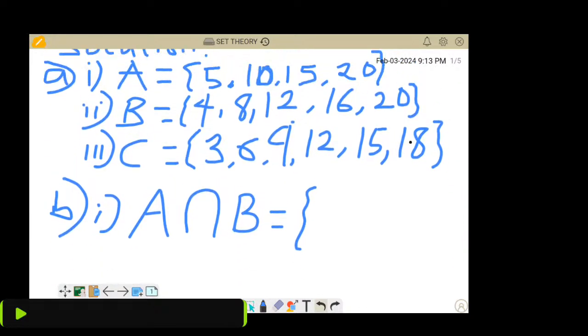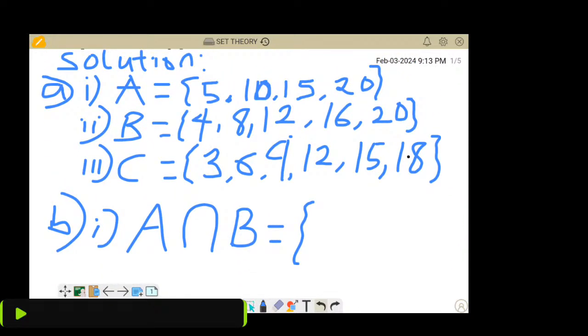So A intersection B, what is the meaning of intersection when we talk about sets? Intersection simply means what two sets have in common without repetition. That is the elements that A and B have in common. If you check A and B, in A we have 20, and we also have 20 in B, and that's the only number they have in common. So A intersection B will be equal to 20.